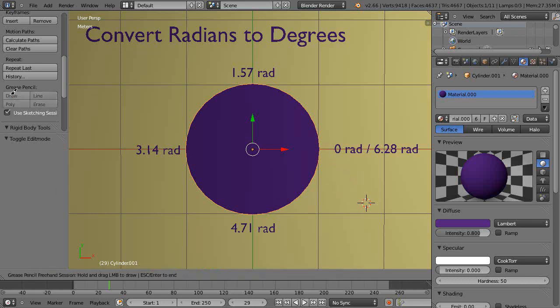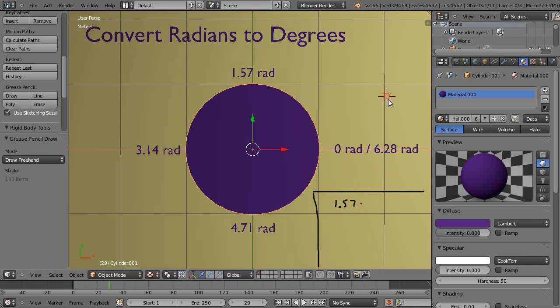So let's see, I'll use the grease pencil real quick. And unlike the previous lesson where we were multiplying by pi over 180 to go from degrees to radians, in this case we do 180 over pi. So we'll take 1.57 radians times, hang on, let me move my cursor out of the way. Times 180 degrees over pi.